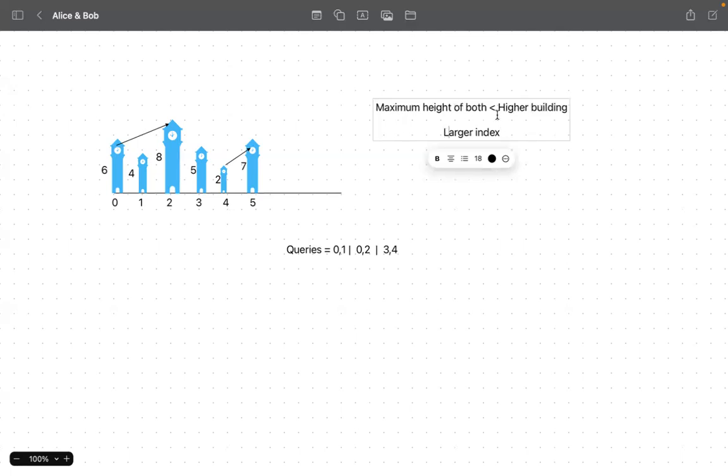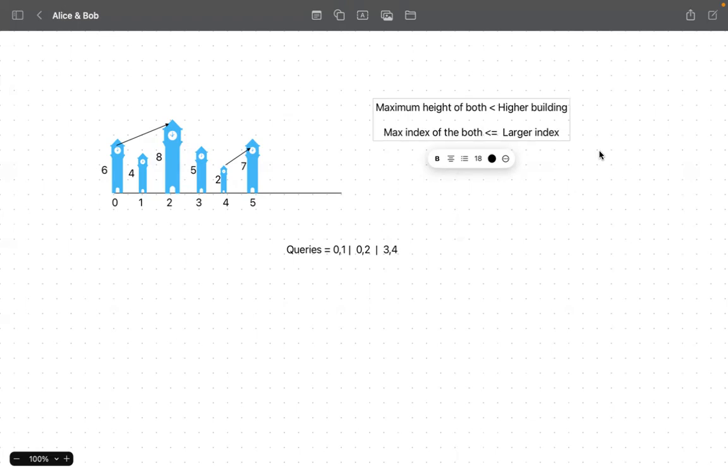Yeah, there is a corner case as well. I'll talk about that. And the other condition is the index should be larger than or equal to as well, right? Maximum index of the both, right? Maximum of both the index, Alice and Bob, right? Yeah, these two are the conditions.